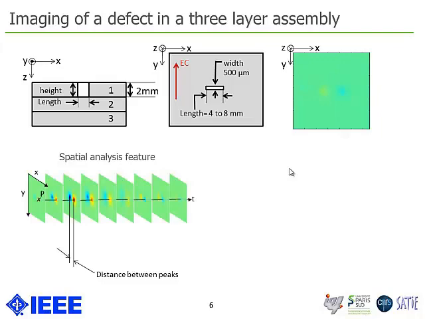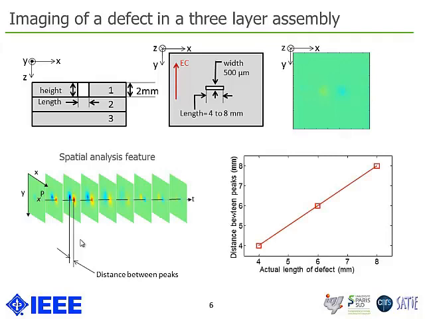So this is the sequence of the image that we obtain in the time response, and you can see, thanks to a very simple spatial analysis, that, for example, a spatial feature can be determined here. The spatial feature is the distance between the two peaks that appears at the end of the defect. These peaks, in fact, represent the magnetic field distribution that appears because of the defect. And you can see that this distance between the peaks is highly correlated to the actual length of the defect, for example, for defects ranging from 4 mm in length to 8 mm.